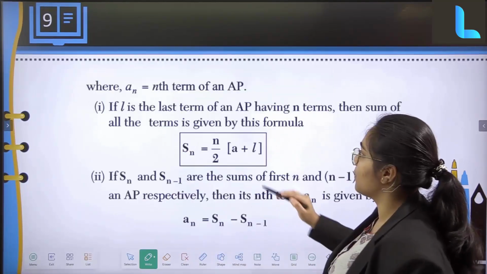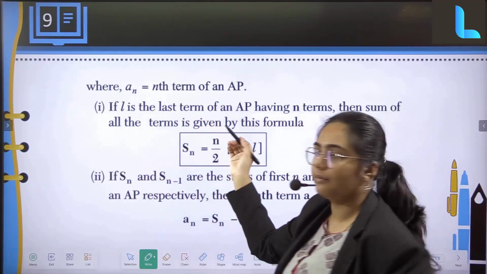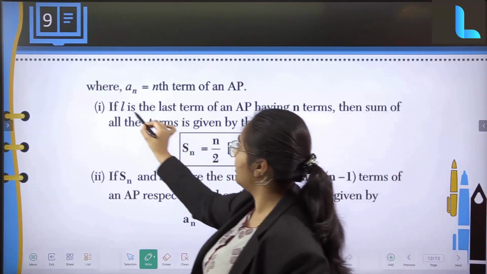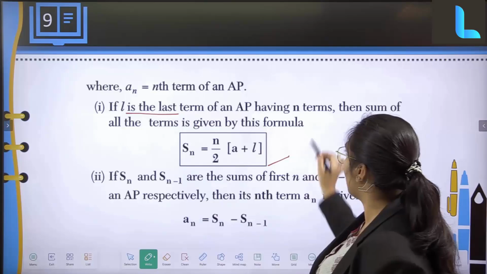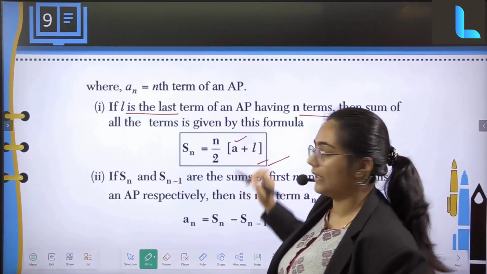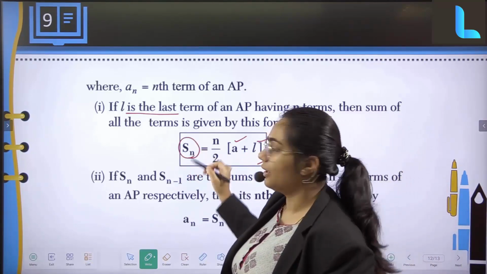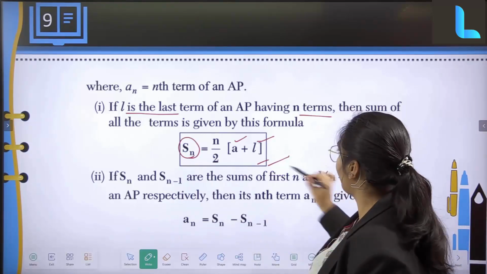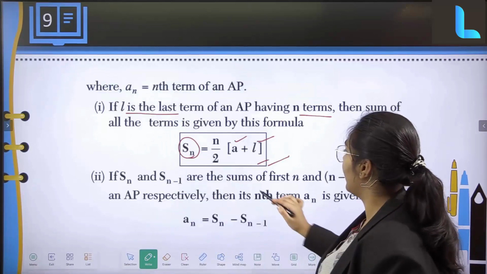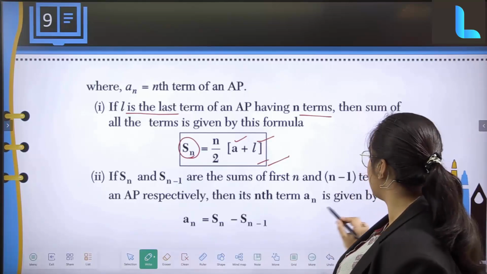Right, so this was something related to sum, wherein an is equal to the nth term, which we have already seen. The same thing is being repeated over here. If the last term of an AP having n terms is given, then the sum of all the terms, see, the first term is given in the question and the last term is also given. They have asked you to find the sum. Even if you use the earlier formula, you'll get the same answer, but this is just a simplified method for you to solve, and the formula is n upon 2 into (A plus L).